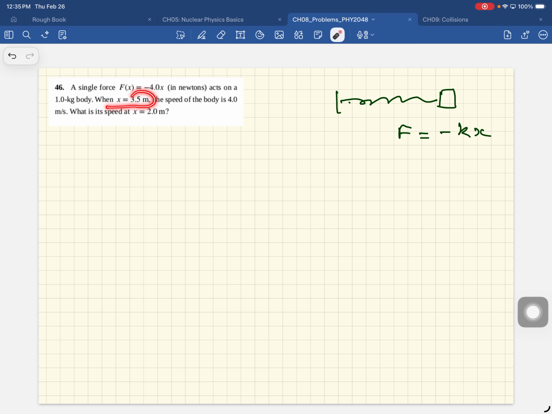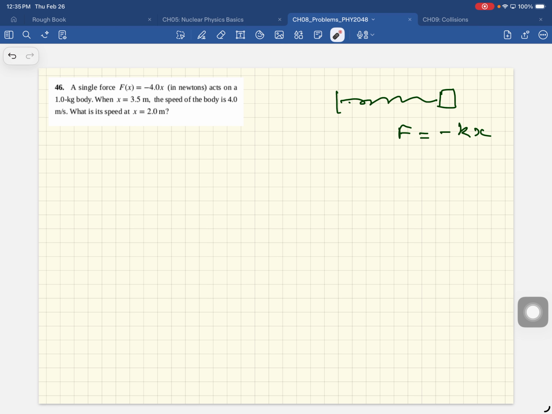When x equal to 3.5 meters, the speed of the body is 4 meters per second. So when this is stretched 3.5 meters, 3.5 meters is roughly the width of this table. Okay. So this is a very weak spring, and it's been stretched quite a bit. The speed of the body is 4 meters per second. What is its speed at x equal to 2 meters?